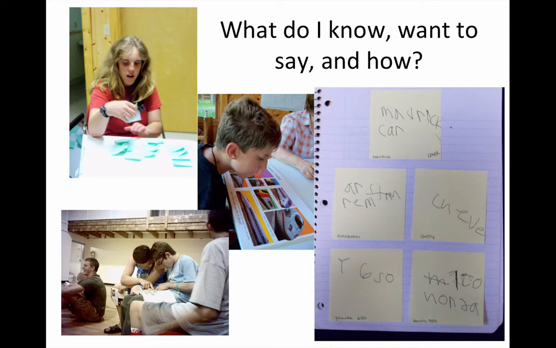In Zeb and Lisa's class, the teacher asked students to brainstorm what they knew on post-it notes. Zeb made a list of vehicles: Maverick car, Airstream, Chevy, Y650 helicopter, Honda CRF 100 dirt bike.